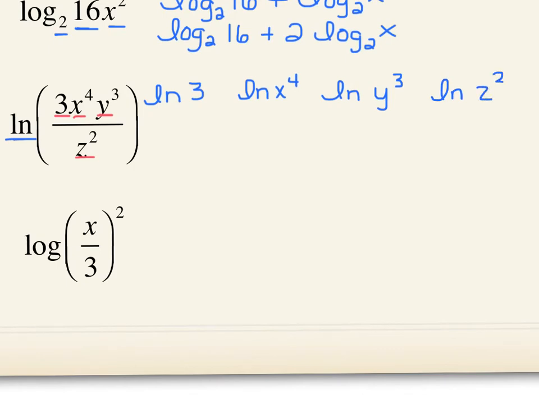Okay. The 3, the x to the 4th, and the y to the 3rd, all of those are combined with multiplication. So when I separate them, that multiplication is going to turn into addition. That lonely z is separated from everybody else with division. So over here, that's going to become a subtraction. Okay, so the z is going to end up getting attached with subtraction. Give you a minute to write that down if you need it. And then step 2, I'm going to take all these exponents and put them down in front.